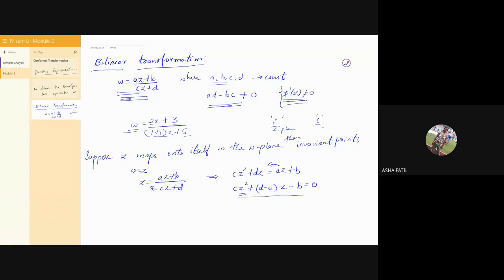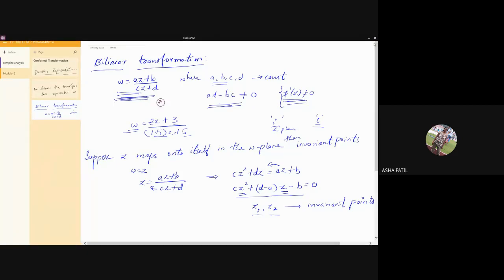This is a quadratic equation in z. That means you will be getting two values of z. When you solve this, you will get two values of z, z1 and z2. Now these are called the invariant points of the bilinear transformation w equal to az plus b divided by cz plus d. So this is about the bilinear transformation.